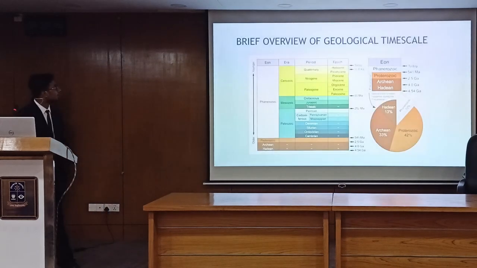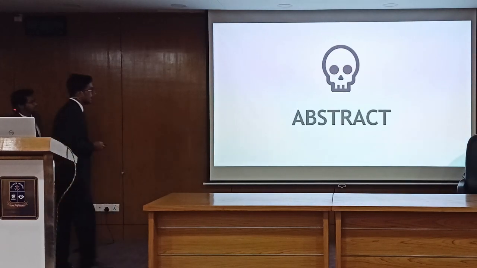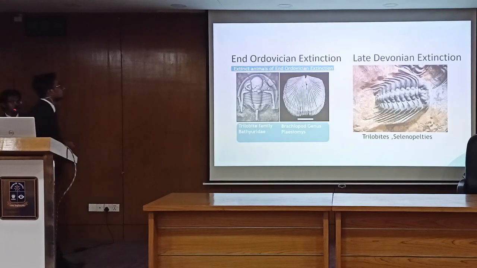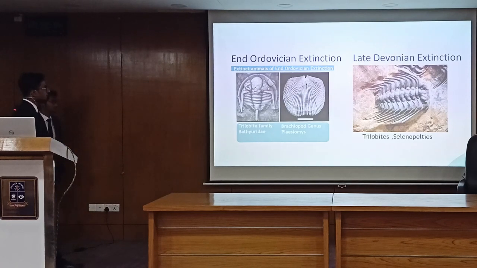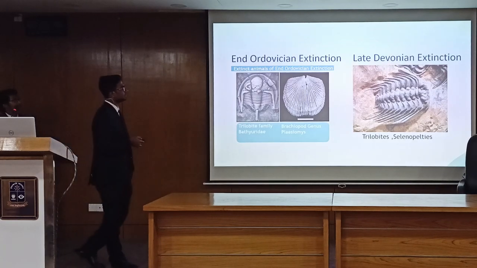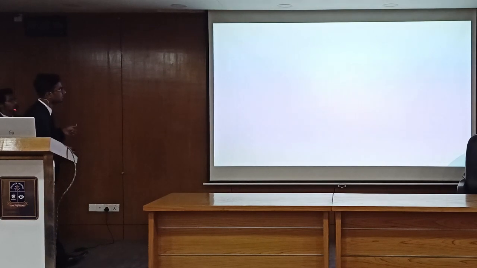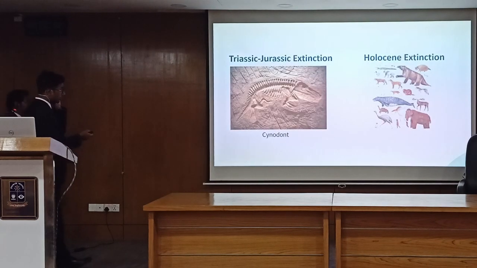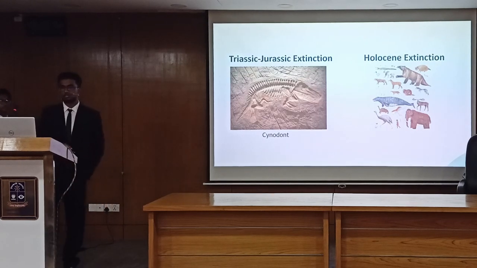This is the geological time scale. We will talk about five major extinctions, and that is the second part, the abstract. We start with the end Ordovician extinction. Trilobite families and Brachiopod genera went extinct, and those are examples of the life that went extinct during this time. Then the late Devonian extinction; Trilobite Selenopeltis was one of the species that went extinct. Then the Triassic Jurassic extinction, where Cynodont, a predator of mammals, went extinct, and the Holocene extinction that is occurring till now.